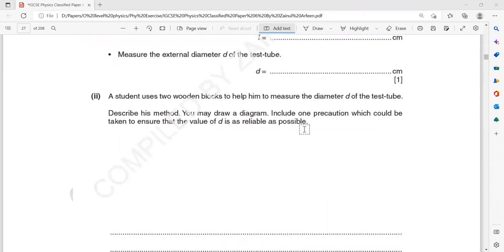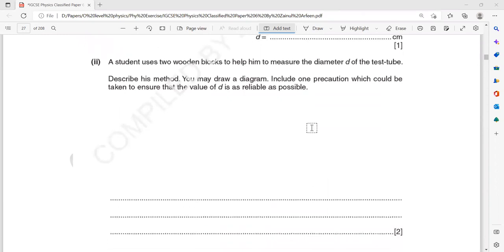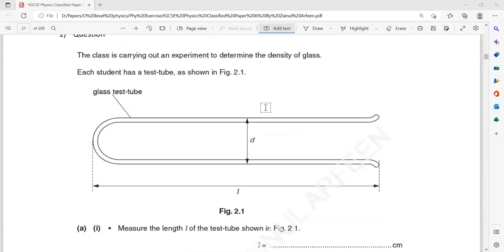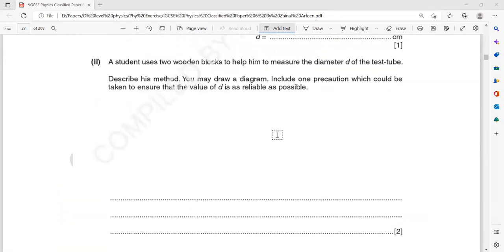A student used 2 wooden blocks to help him measure the diameter of a test tube. Describe his method. You may draw a diagram, include one precaution to ensure that the values of a diameter are as reliable as possible. So how can we measure the external diameter by using the 2 wooden blocks? So what should we do? Anyone? If I want to measure a diameter, the external diameter, thickness of the tube, or diameter of a sphere.